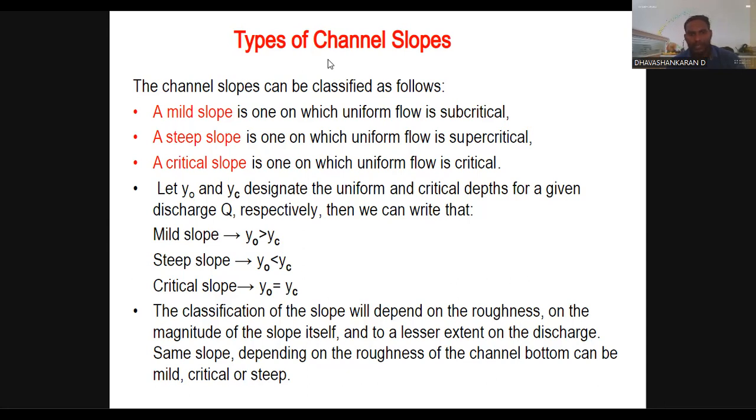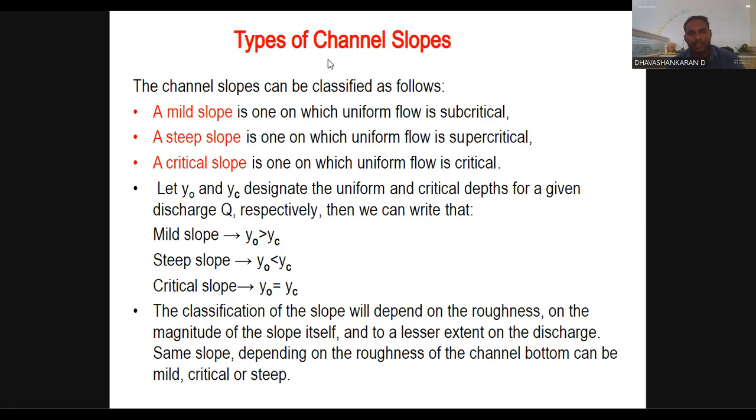Based on this criteria, we have the different types of channel slopes: mild slope, steep slope, and critical slope. These slopes are based on the Froude number's value, then ratios, then normal depth and critical depth. The comparison will give the name of mild slope, steep slope, or critical slope.